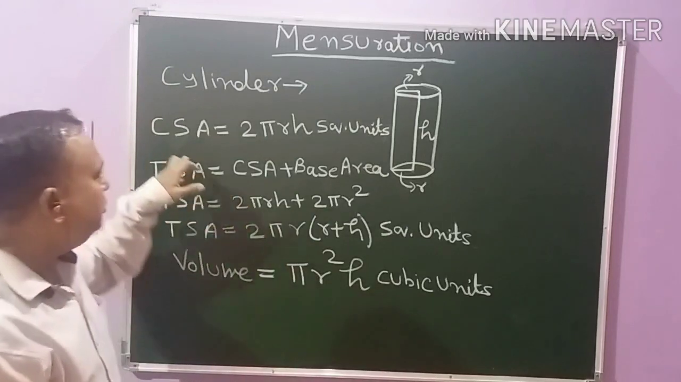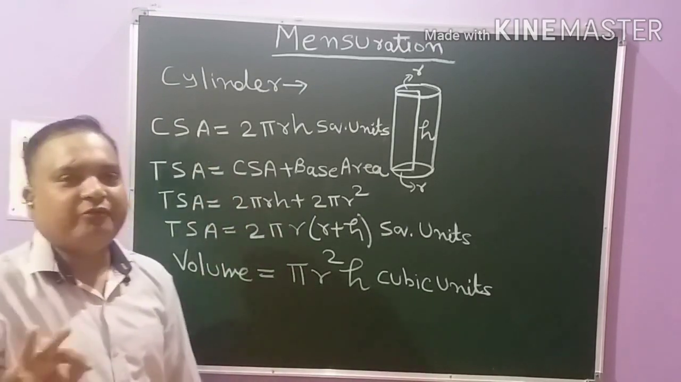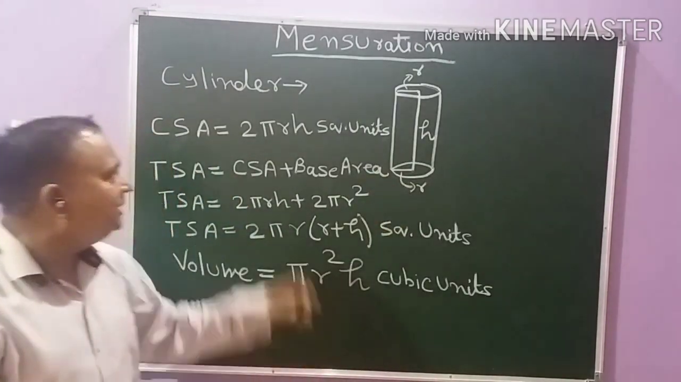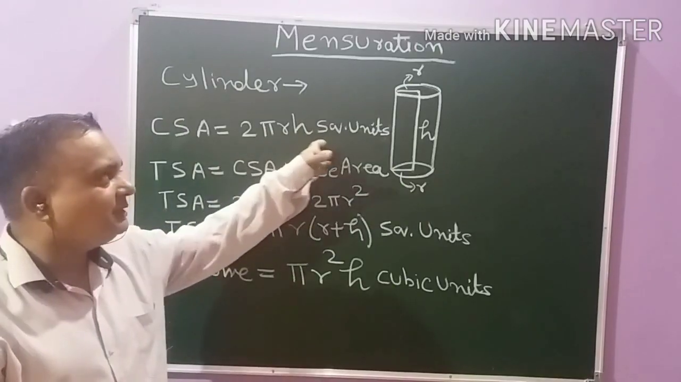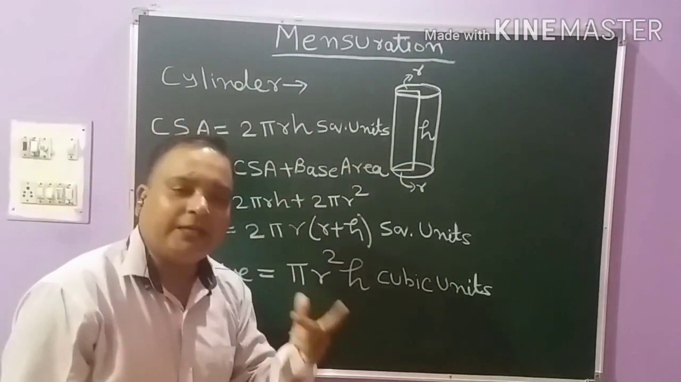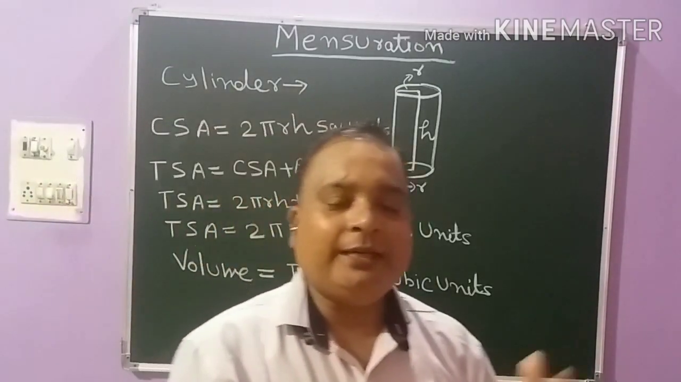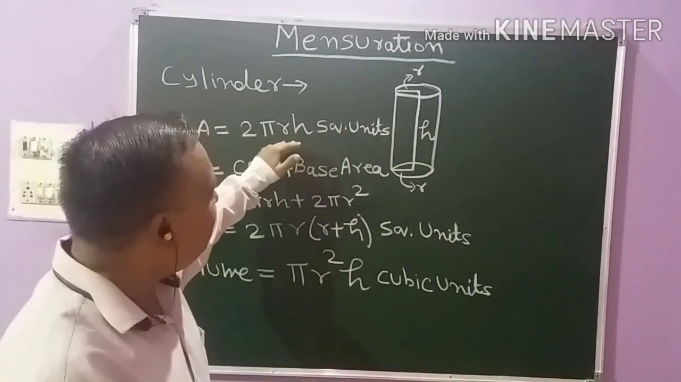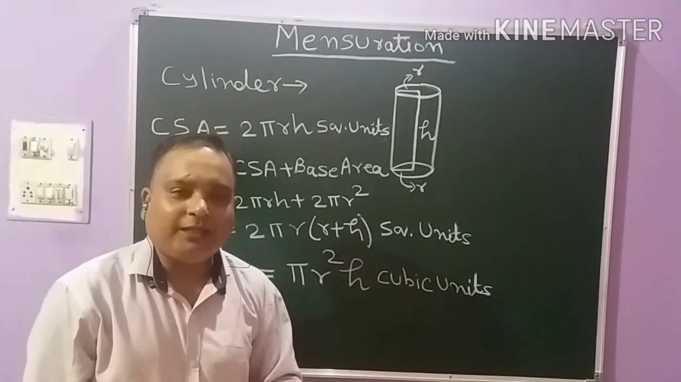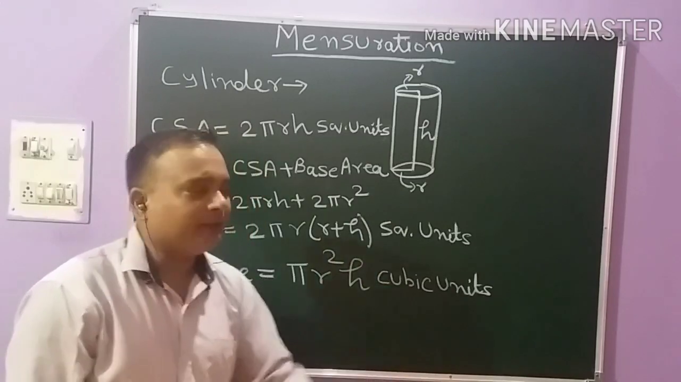Now the formula for CSA, the curved surface area of a cylinder, is 2 pi r h square unit. The unit may be centimeter, so the area will be in centimeter square. If the dimensions are in meter, then the area will be in meter square.